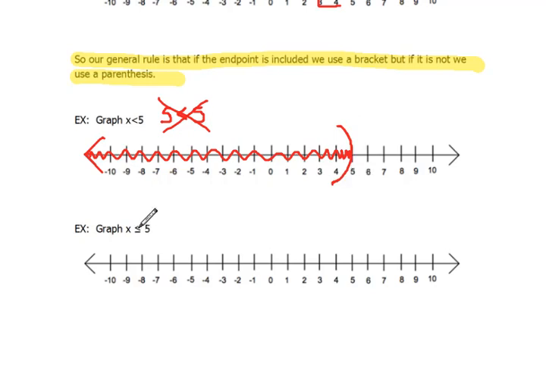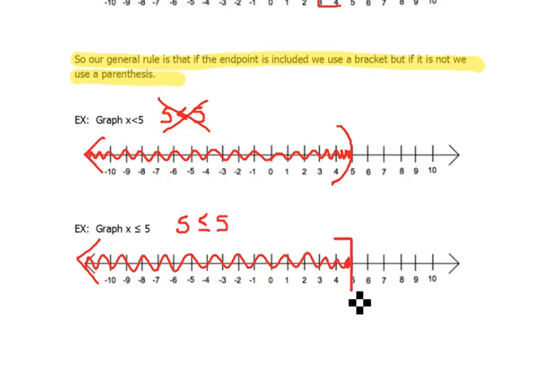In this case, graph x is less than or equal to 5. Well, again, all of the numbers that are less than 5, we would go towards the left. But because 5 does work in this solution, 5 is less than or equal to 5, in this case we would use our bracket.